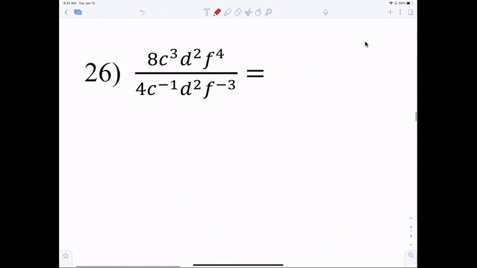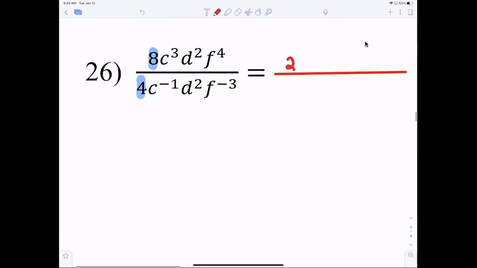26. Tell me what to do. What? Come on, come on, come on. Yeah, you do. You're smarter than you think you are. All right, come on. You can do this. All right, the first thing I want you to do is to highlight the 8 and the 4. What is 8 divided by 4? Say it. You with me so far? Come on, that's easy. 2, you got this.